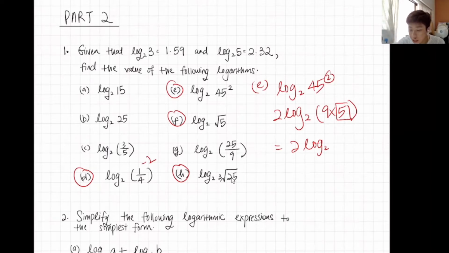Why? Because 9 is 3 times 3. Correct or not? Correct? 3 times 3 is 3 squared. So 3 squared times 5. Okay, so now I realize that, oh, 3 cannot be broken down anymore. 5 cannot be broken down anymore. So now I look at the top. Can I apply or not? I teach you how to see.